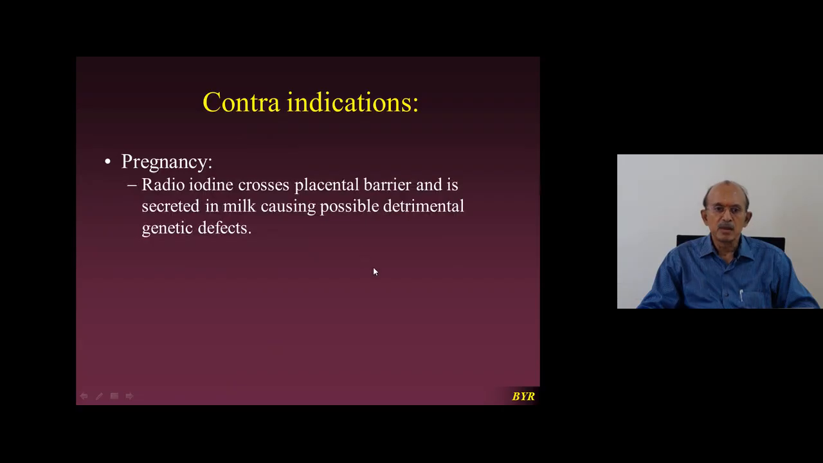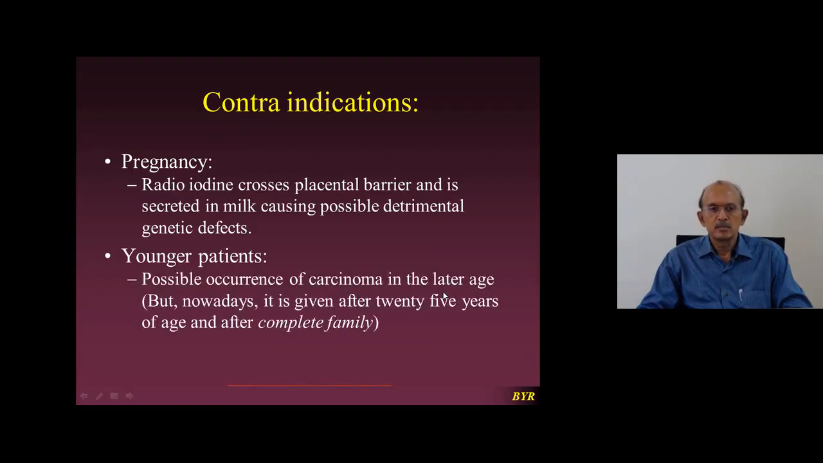Contraindications: pregnancy. Radioiodine crosses the placental barrier and is secreted in the milk, causing possible detrimental genetic defects. Younger patients: possible occurrence of carcinoma in later age. If radioactive iodine is given during childhood or young adulthood, they may develop cancer after 20 or 25 years. That is why the dose is given after 25 years of age, after complete family. But in old textbooks, it is mentioned that radioactive iodine should be given only after 40 years of age.